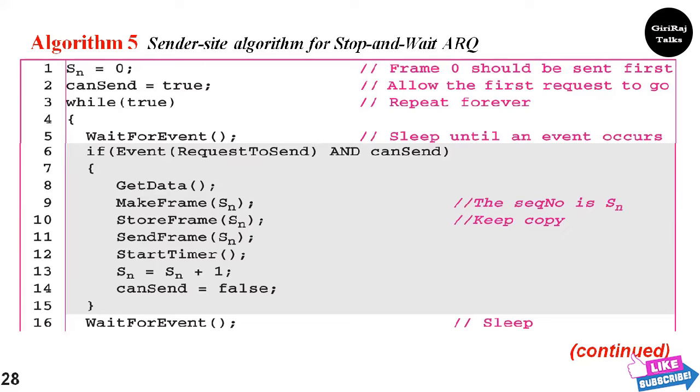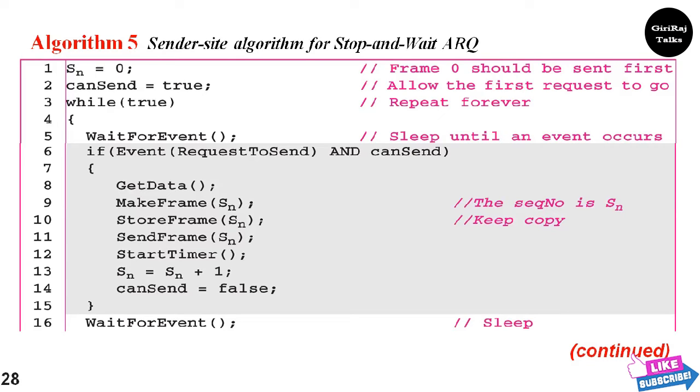Note that the processes in the first event, which are send frame and store frame, use an SN defining the frame sent out. We need at least one buffer to hold this frame until we are sure that it is received safe and sound. Line 10 shows that before the frame is sent, it is stored. The copy is used for resending a corrupt or lost frame. We are still using the canSend variable to prevent the network layer from making a request before the previous frame is received safe and sound.